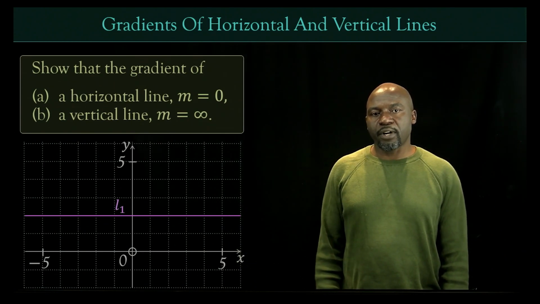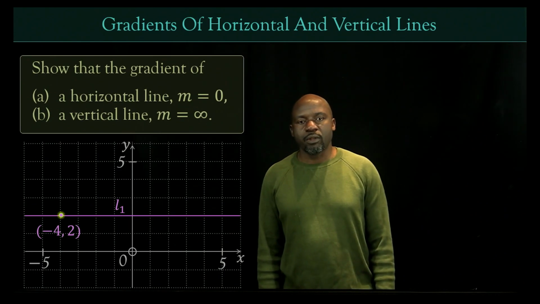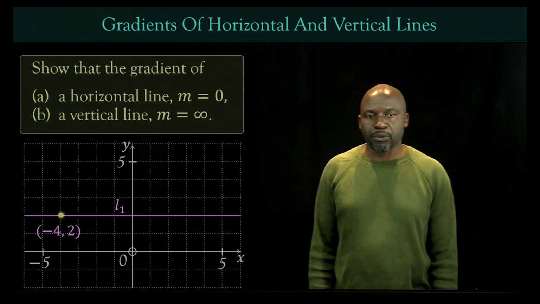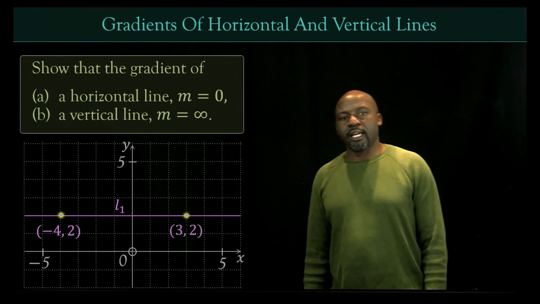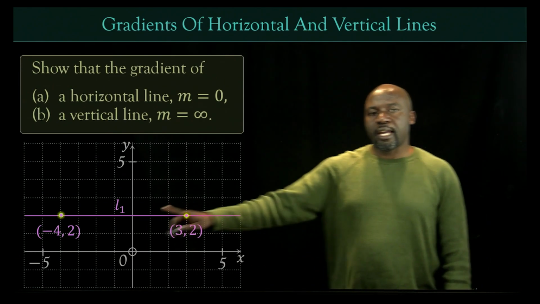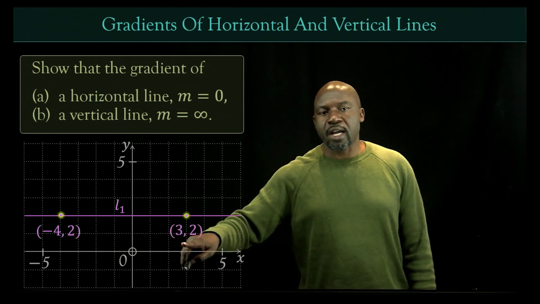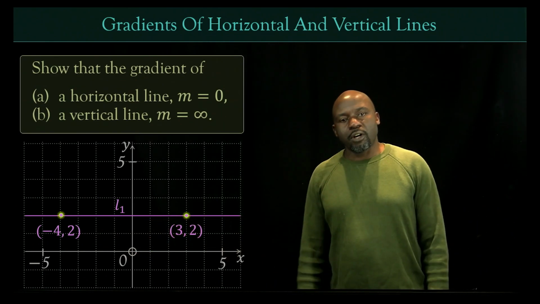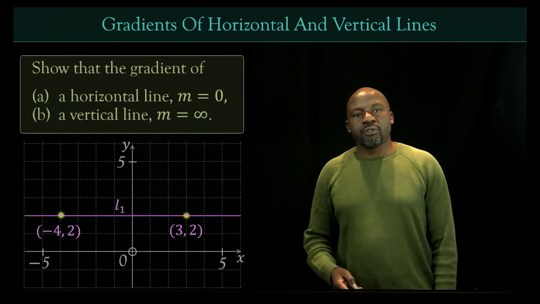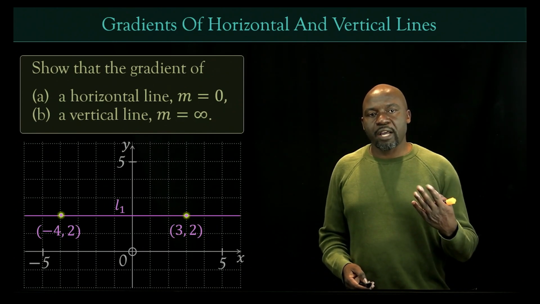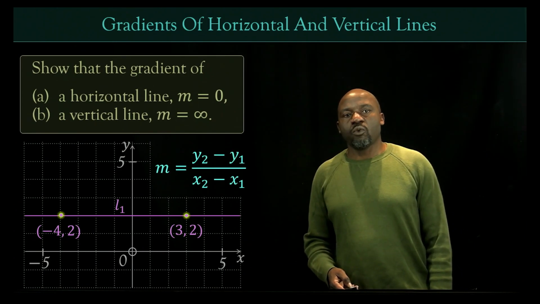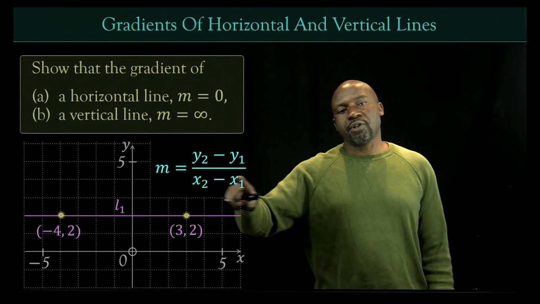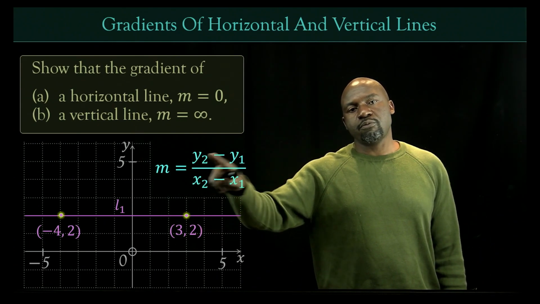So let's pick one for example. I've picked a point there with coordinates negative 4, 2. If I pick another one there, it's going to be 3, 2. So the x-coordinate is changing, but the y-coordinate remains the same, that is 2. Because of that, when you use the formula gradient is change in y over change in x, the change in y is always going to be 0, because in this case, it's going to be 2 minus 2.